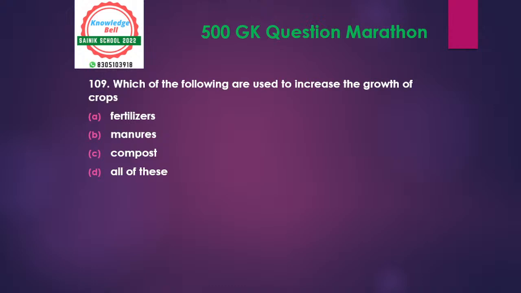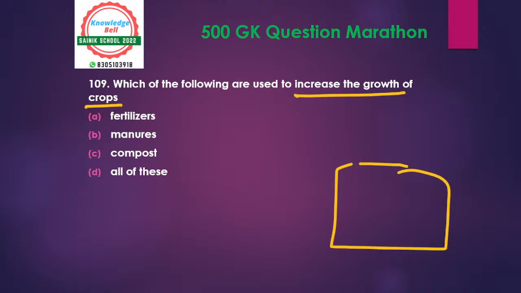Which of the following are used to increase the growth of crops? Let us say in a field, if I want to increase the growth of plants, what am I going to use? Fertilizer, manure, compost or all of these? Correctly answered, Rajneesh. Himashri is also right here. What will be the correct answer? Correct, Sarvesh. Fertilizers, manure, compost. Why do we use all three? They are used in order to increase the growth of crops.